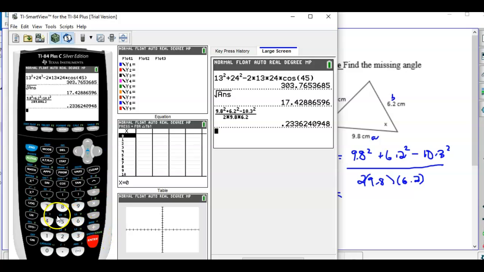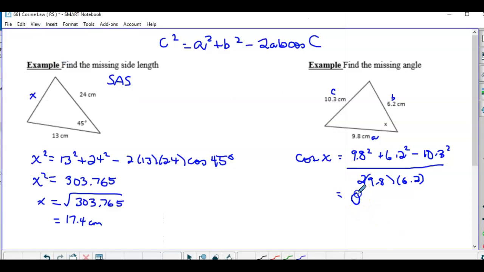So again, you're not done. That's not the angle. 0.234, just to have safety there, right? And then x equals, it'll be second cos, so cos inverse of that value.